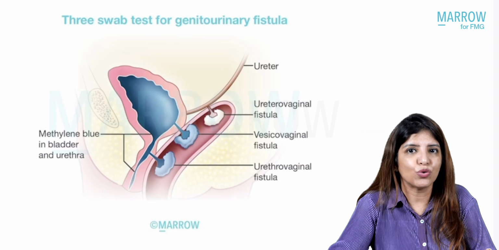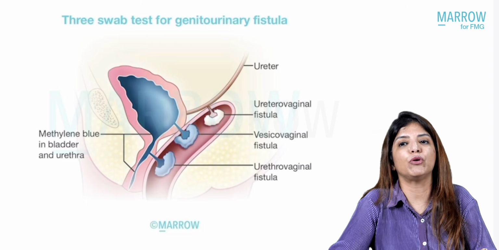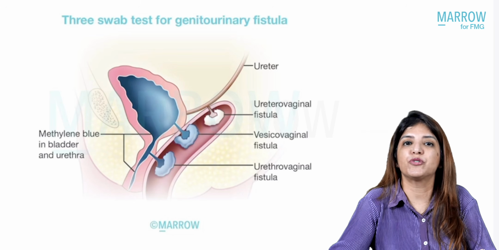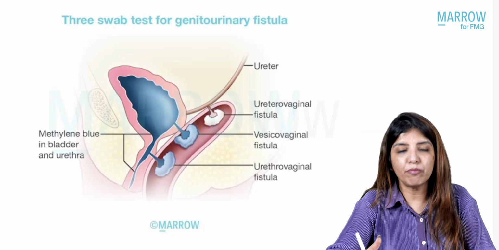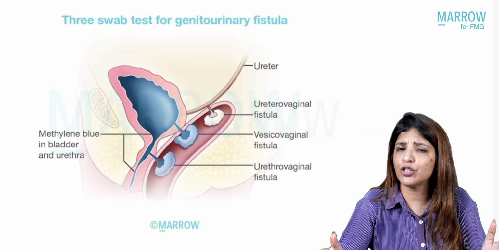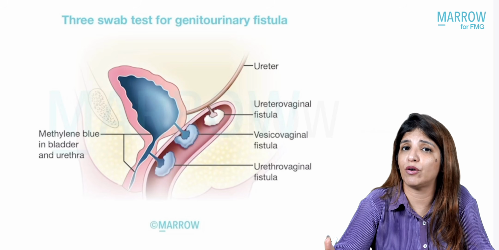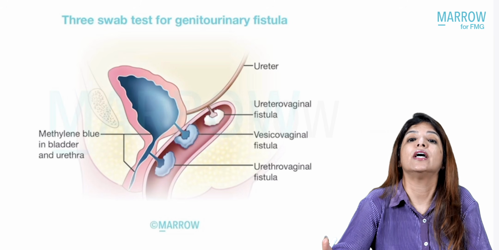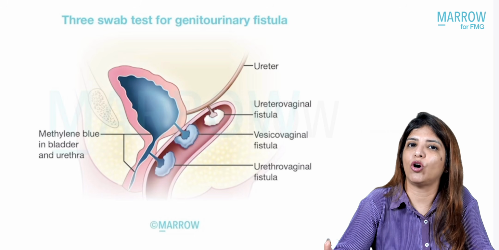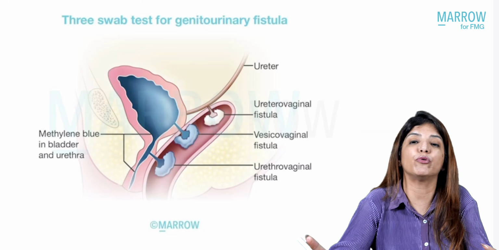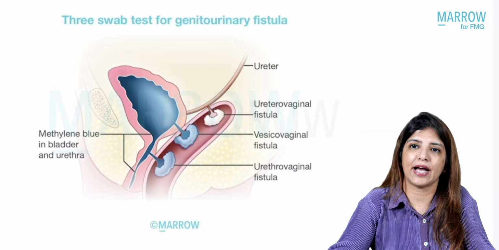So they have also given you that if you do a methylene blue 3 swab test, that means you put 3 swabs in the vagina, the uppermost one roughly corresponding to the level of ureterovaginal fistula, the middle one corresponding to the level of vesicovaginal fistula, and a lower one corresponding to the level of urethrovaginal fistula. And then with the help of a Foley's catheter, we put methylene blue dye inside the bladder.